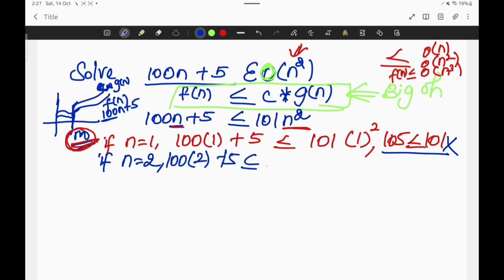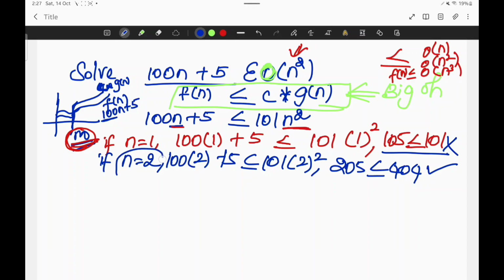So 100 into 2 plus 5 less than or equal to 101 into 2 squared. What is the value of it? 205 less than or equal to 404. So this condition is true. So when n is equal to 2, 100n plus 5 is less than or equal to 101 n squared, and c star g of n is greater than f of n. So this is the condition. Similarly, if you go for the next value also, definitely it will be true.